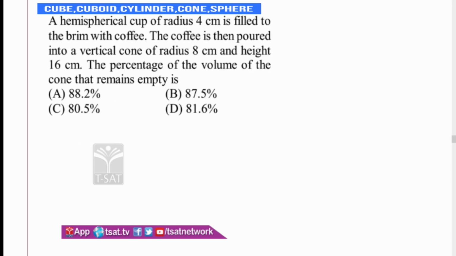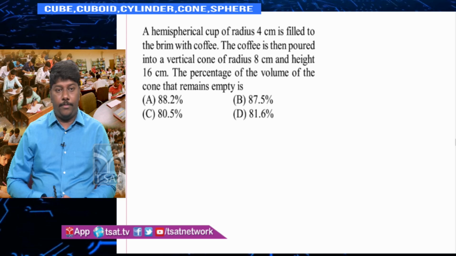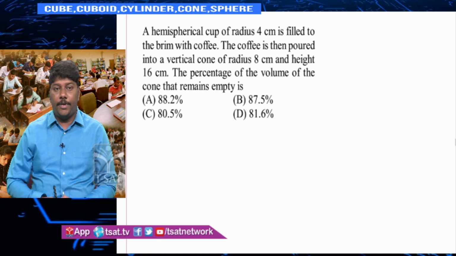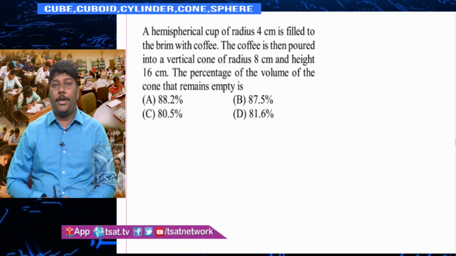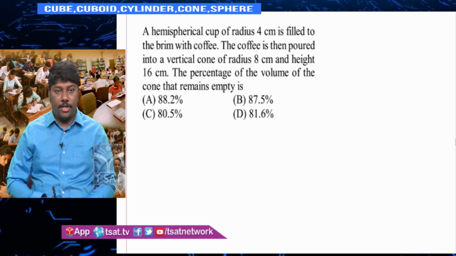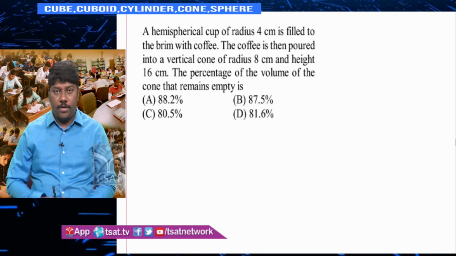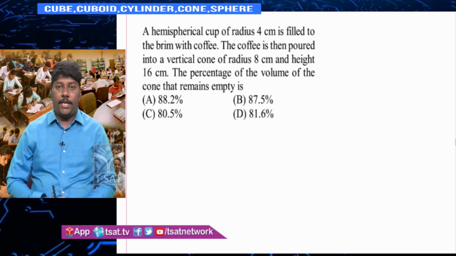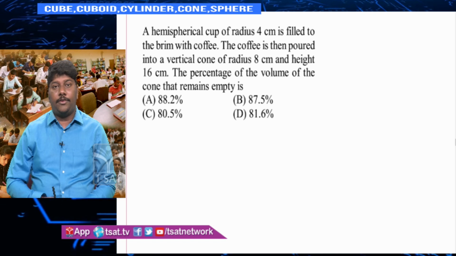Look at the next one. A hemispherical cup of radius 4 centimeter is filled to the brim with coffee. So you are filling a hemispherical cup. It is in the shape of a hemisphere. You are filling it with coffee. The coffee is then poured into a vertical cone of radius 8 centimeter and height 16 centimeter. Find the percentage of the volume of the cone that remains empty. First of all, how much you are filling is very important. So you are actually pouring a hemisphere into a cone. So what percentage of the cone is filled?